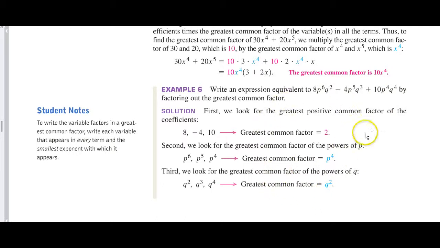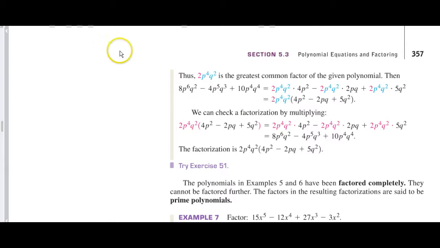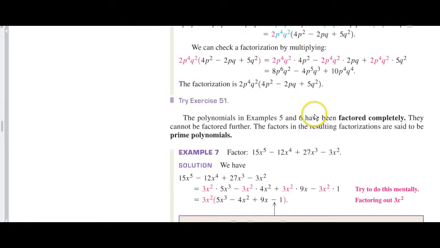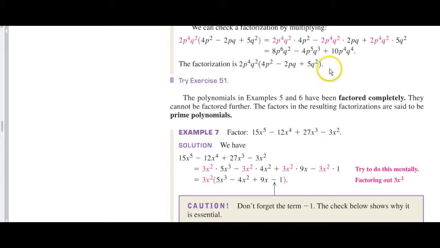And again, if you need more help on any section, as you look over your textbook, my advice would be to look at it again carefully. Thus, 2p to the 4th, q to the 2nd is the greatest common factor you can take out of each term. And you can check by distributing. We then say, if there are no more common factors inside the parenthesis, you have factored it completely.